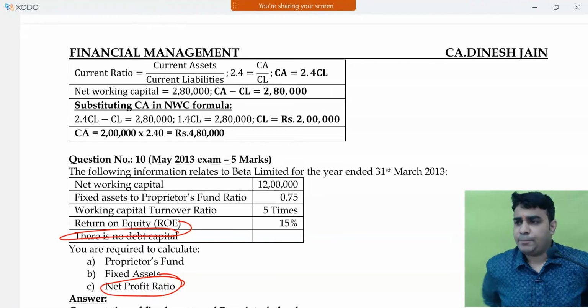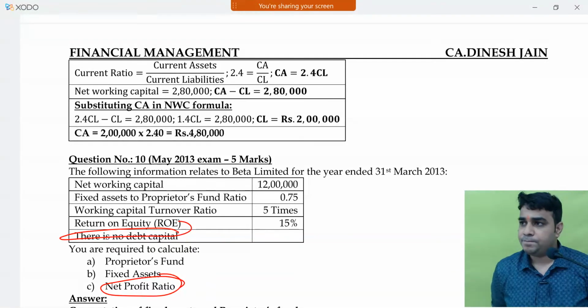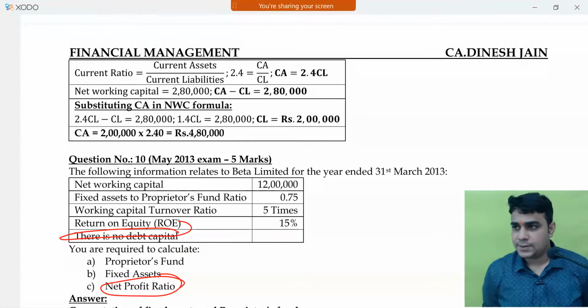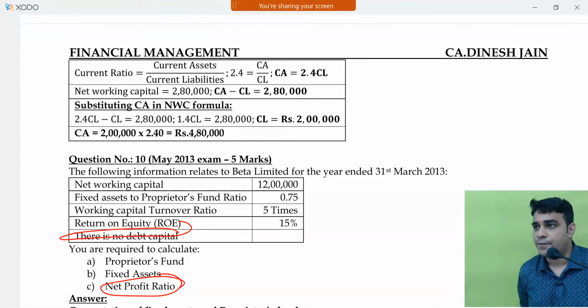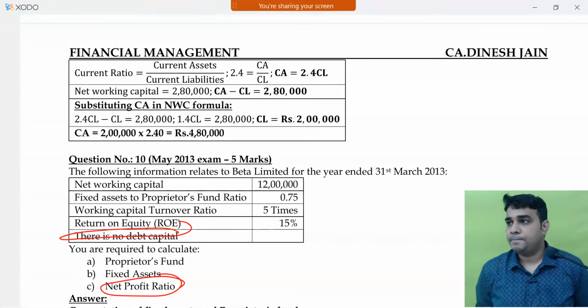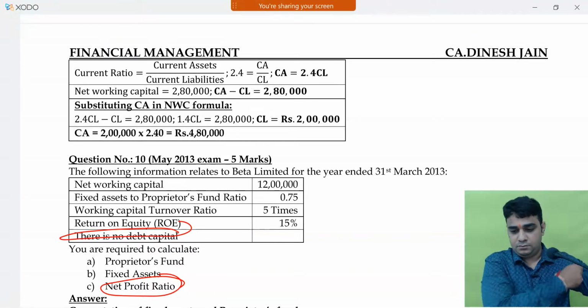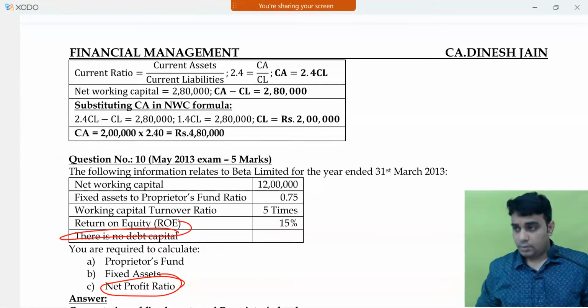What's the formula for your net profit ratio? Net profit by sales into 100. Can you tell me how can you get to net profit here? There's a way to get net profit. There are only limited ratios there. You tell me how will you get net profit? Which ratio you will use?